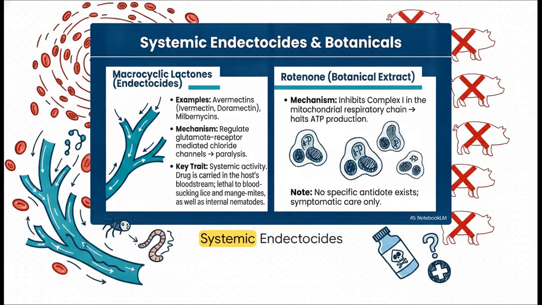Our last stop on the battlefield covers the systemic drugs. Macrocyclic lactones, like Ivermectin, travel right in the host's bloodstream. When a parasite latches on and takes a blood meal, it ingests the drug, which rapidly causes paralysis. And finally, we have the botanical extract rotenone.